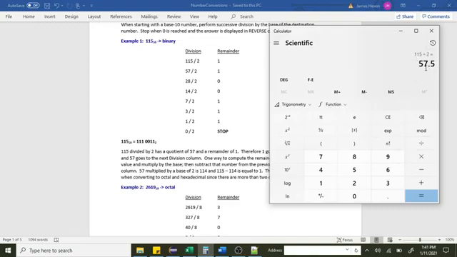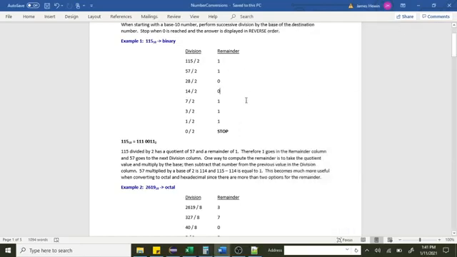But what you can do is just take the 57 and multiply by 2, and that gives you 114. And how far away is 114 from 115? Well, that's a difference of 1. So that's your remainder. And that's what I've said here.